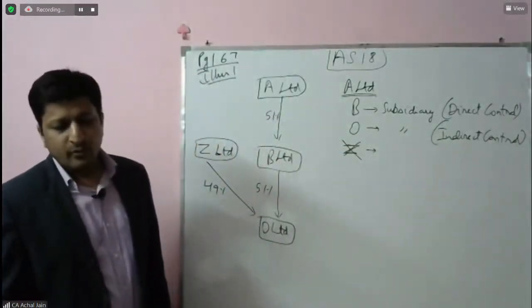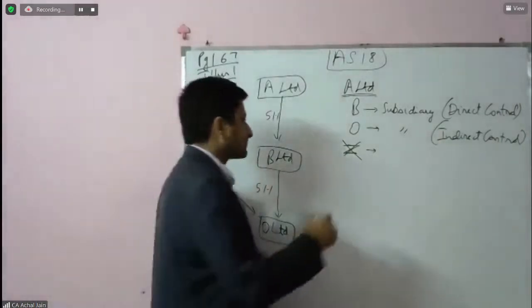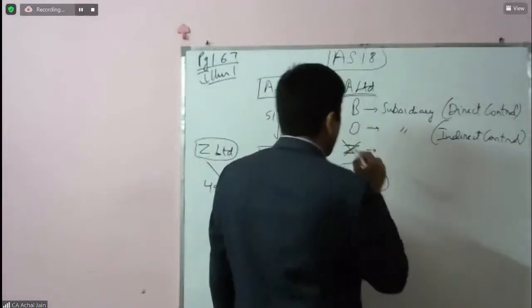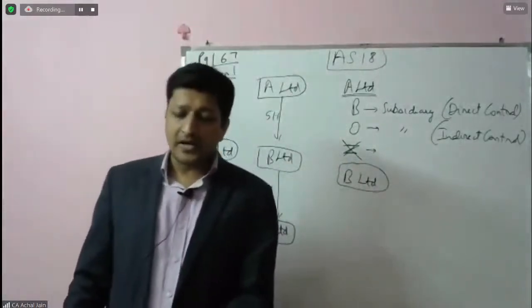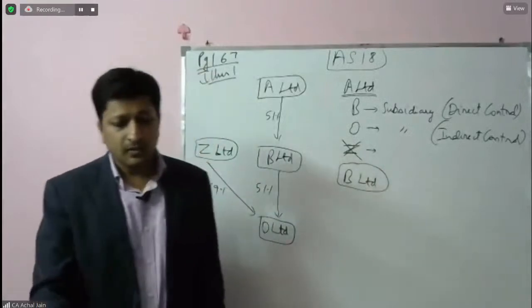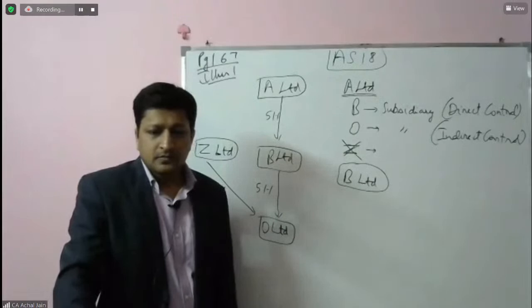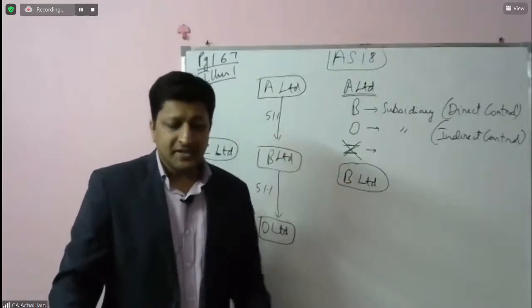Now, if you look at the related parties of B, if you can answer for B, which all parties will be the related parties? Sana has also answered B and O. Okay. For B, which all parties will be its related parties?